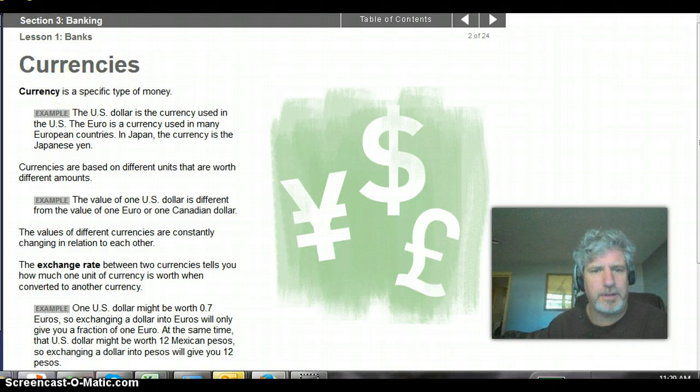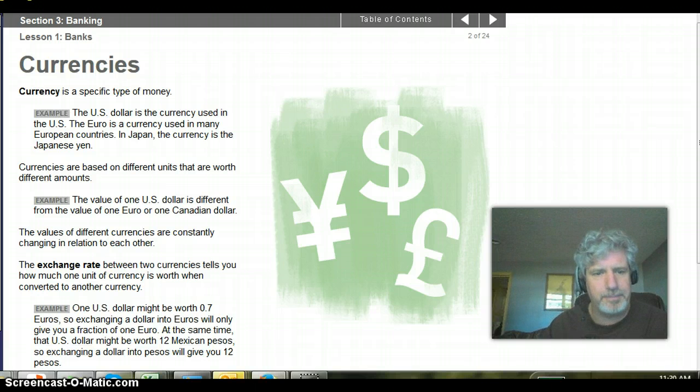Currencies are based on different units that are worth different amounts. The value of one US dollar is different from the value of 1 euro or 1 Canadian dollar. The values of different currencies are constantly changing in relation to each other. The exchange rate between two currencies tells you how much one unit of currency is worth when converted to another currency. Here's an example. 1 US dollar might be worth 7/10 of a euro, so exchanging a dollar into euros will only give you a fraction of 1 euro.